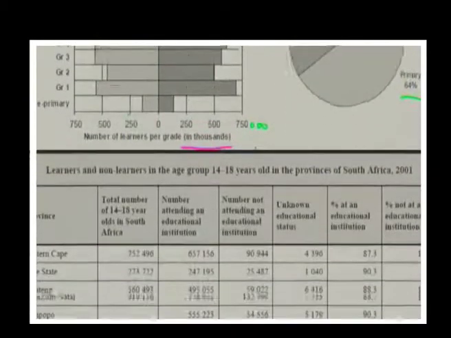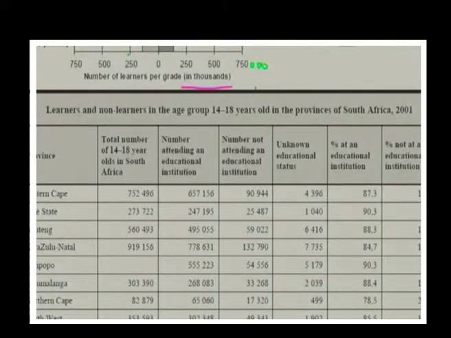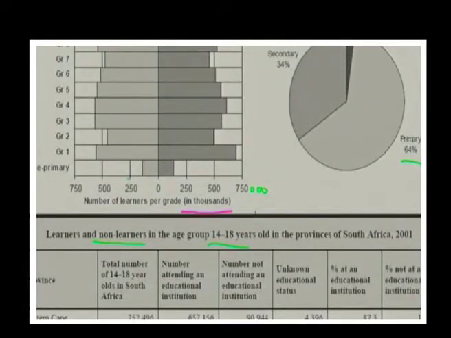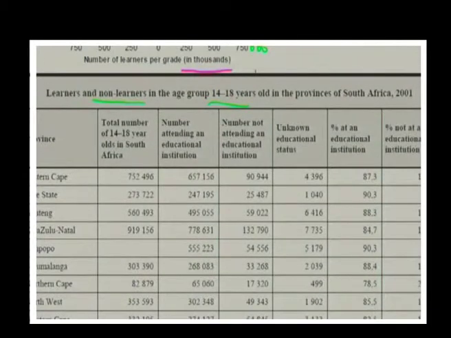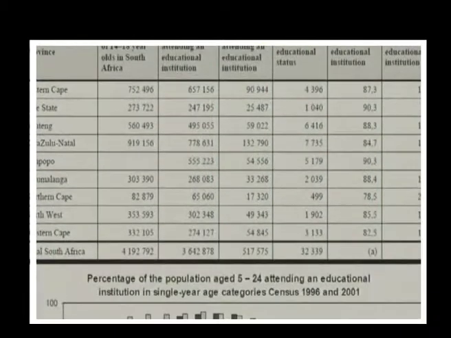Let's move on to the next chart. We've got learners and non-learners in the age group 14 to 18 years old. That 14 to 18 years old is basically your secondary. That's your 14 to 18 as your high school in the provinces in South Africa. And it's broken down by each province. We've got the total number of 14 to 18-year-olds in each province. So let's look at the Eastern Cape with 752,000 odd learners that age.